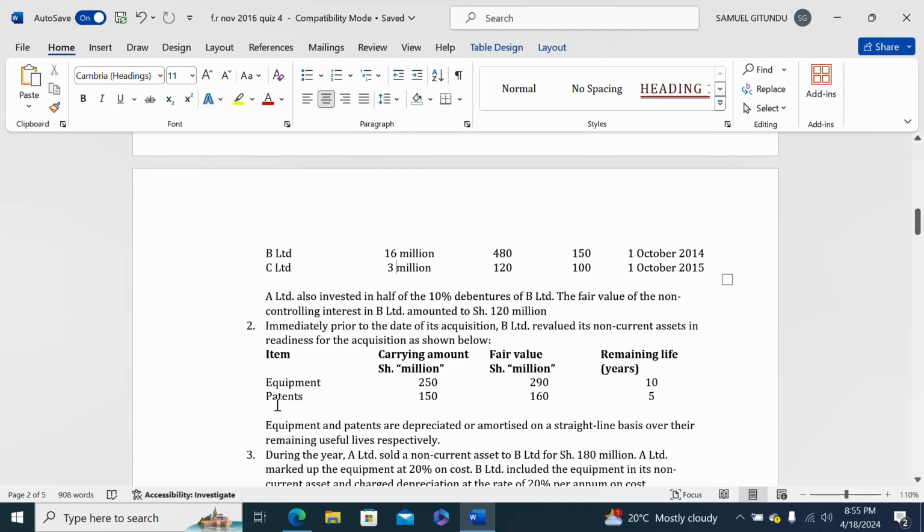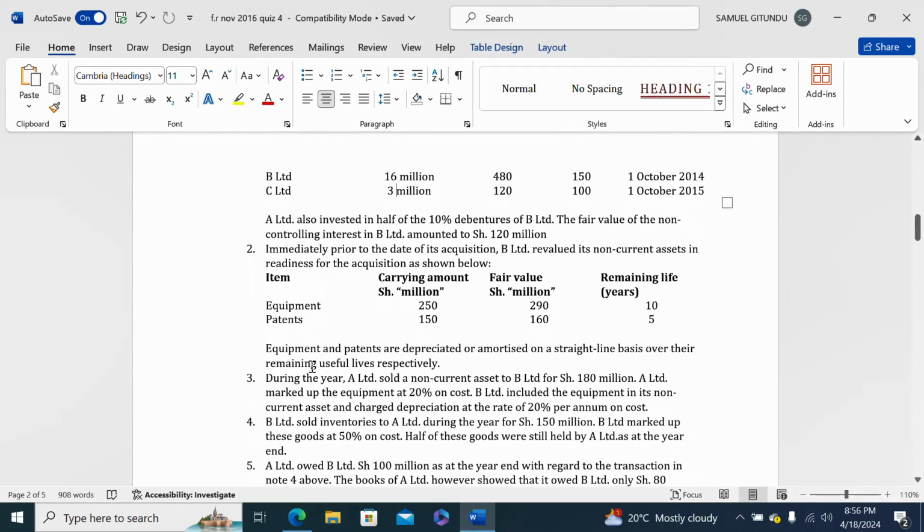Then we have the patents. Their carrying amount, or what we call the book value, was 150 million. Then the fair value, this is now the revalued amount, was 160 million, and the remaining life was 5 years. Equipment and patents are depreciated or amortized on a straight line basis over their remaining useful lives, respectively.